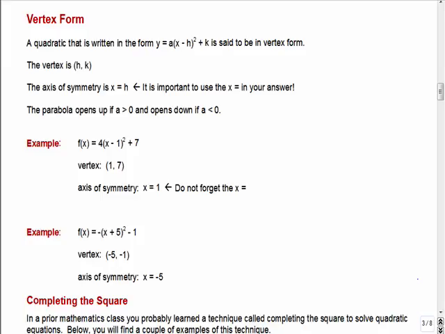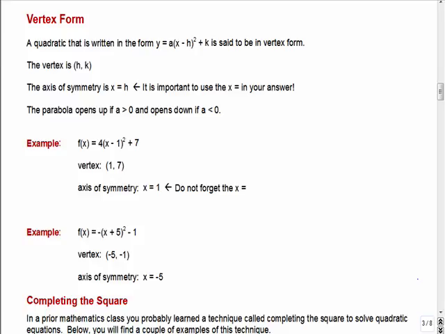At the beginning of the section, we discussed standard form for a quadratic function, and we said that that would be f of x equals ax squared plus bx plus c. In this particular section, we're going to talk about vertex form. A quadratic that is written in the form y equals a multiplied by the quantity x minus h squared plus k is said to be in vertex form.